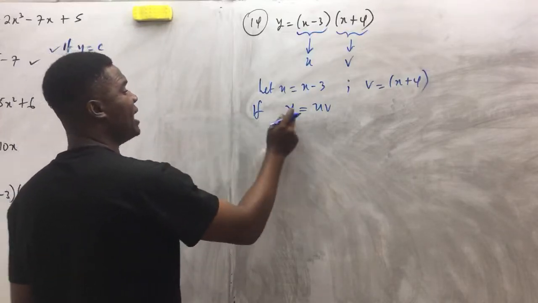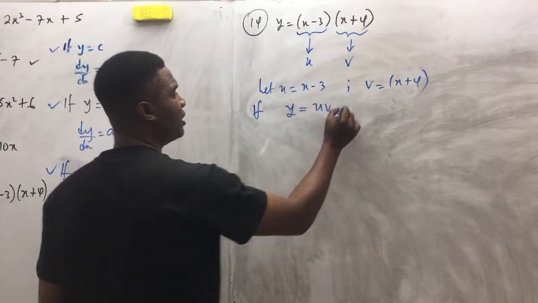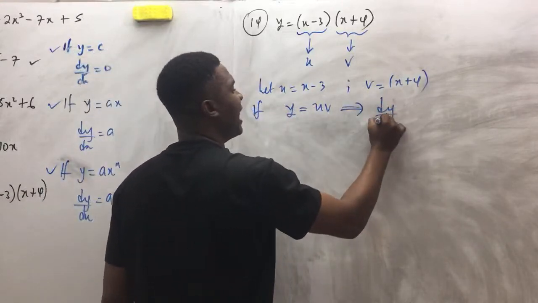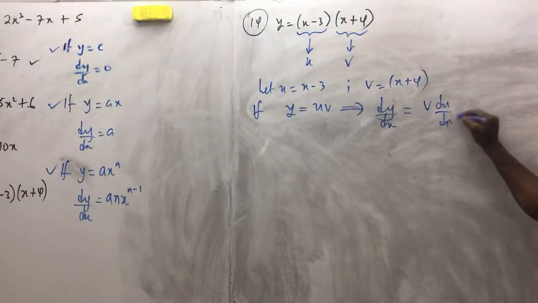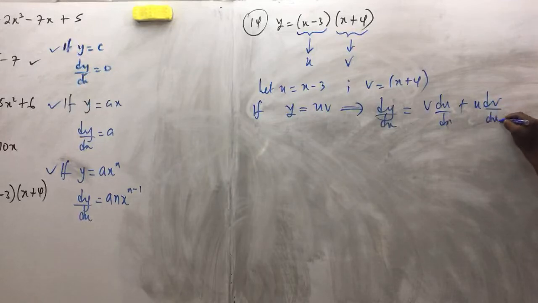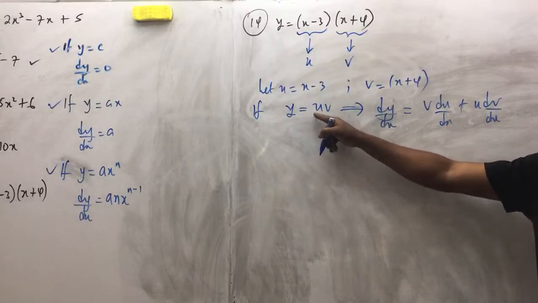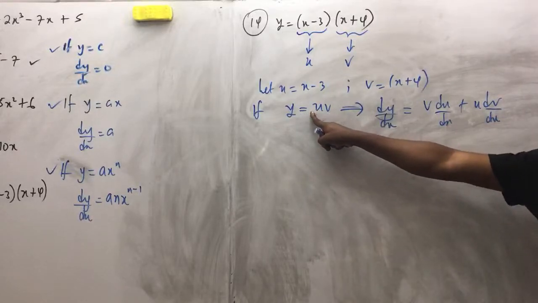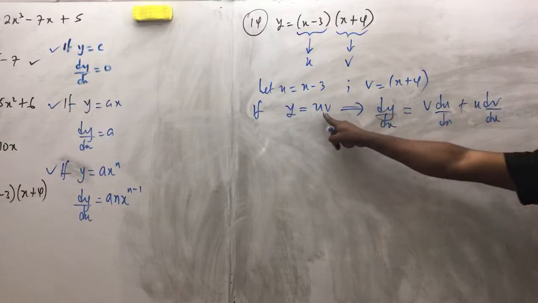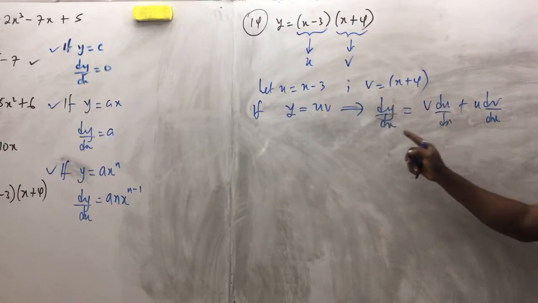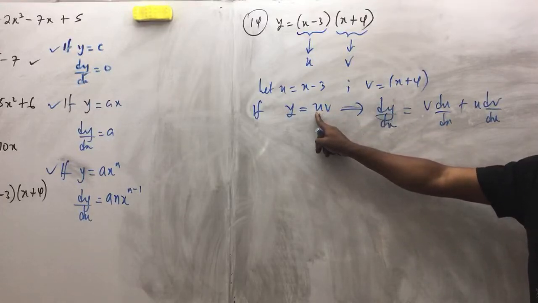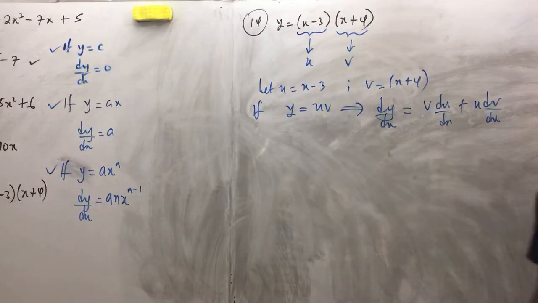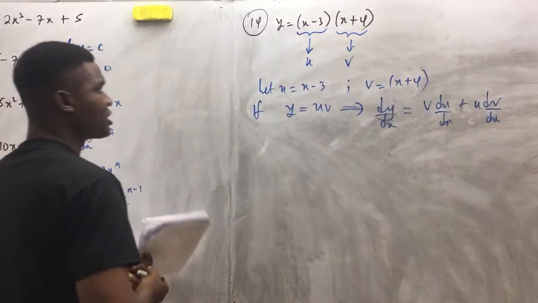So if y is equal to u times v, then it follows that dy/dx can be obtained using what we call the product rule: v du/dx plus u dv/dx. Meaning that in the product rule, all you have to do when y is equal to a product of two functions u and v is to keep the first one constant and differentiate the second one. Add your result to keeping the second one constant and differentiating the first one. So you will come over here and do this.